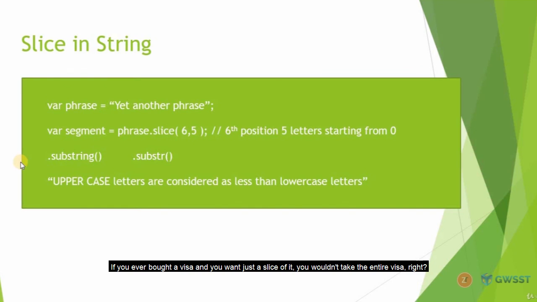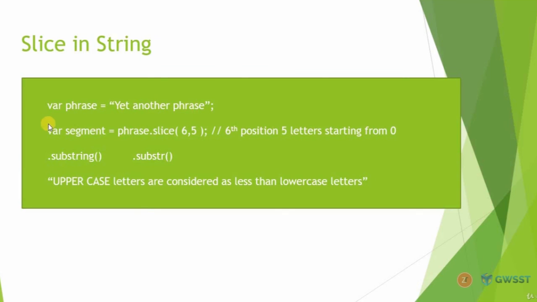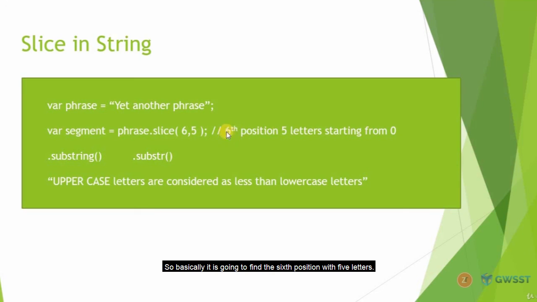If you ever bought a pizza and you want just a slice of it, you wouldn't take the entire pizza, right? You just take a slice of it. That is how slice works inside JavaScript strings. So here we have a variable called phrase, yet another phrase, and then we want a specific segment. So we say var segment and we say phrase.slice. Here we need to specify the parameters. So I have given 6, 5. So basically it is going to find the 6th position with 5 letters.